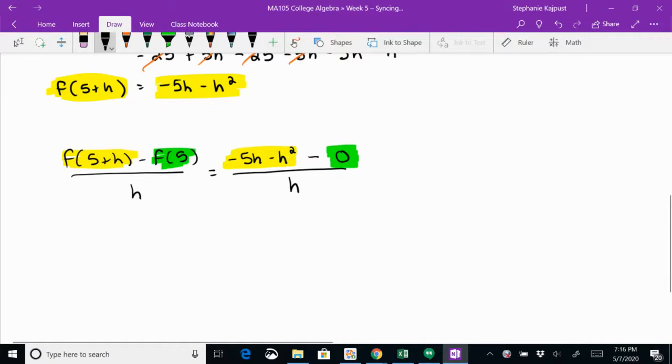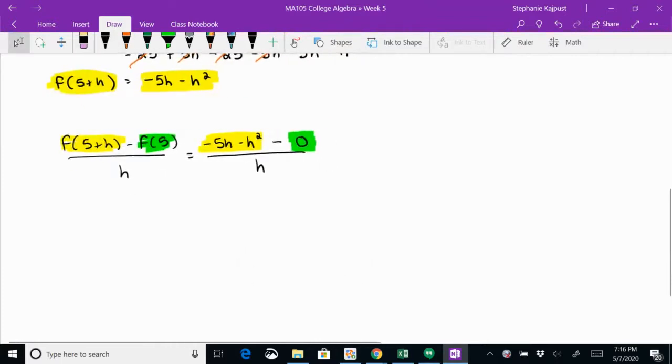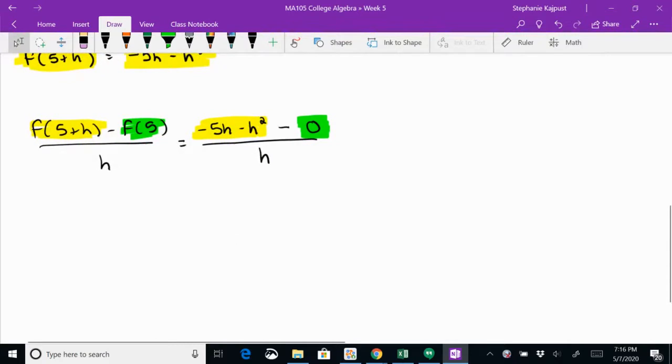And so now what we want to do with the difference quotient is simplify. So we're not solving anything. I just want to keep going to the right, simplifying on the right side. And if you want, you can just write this as difference quotient so you don't get tempted to do anything on the left side. So, of course, minus 0 is nothing. So I can just rewrite this as negative 5h minus h squared, over h.